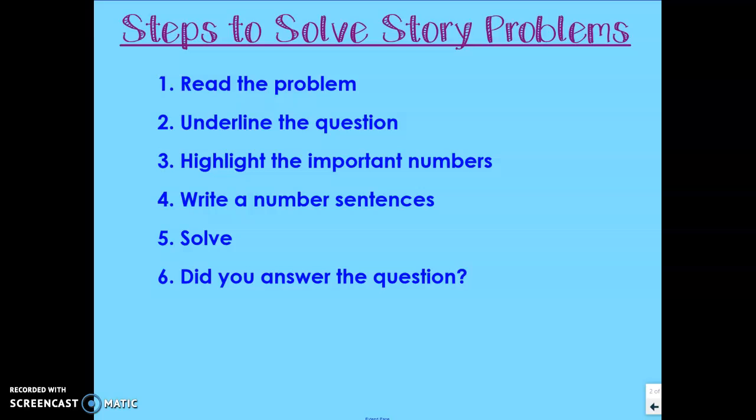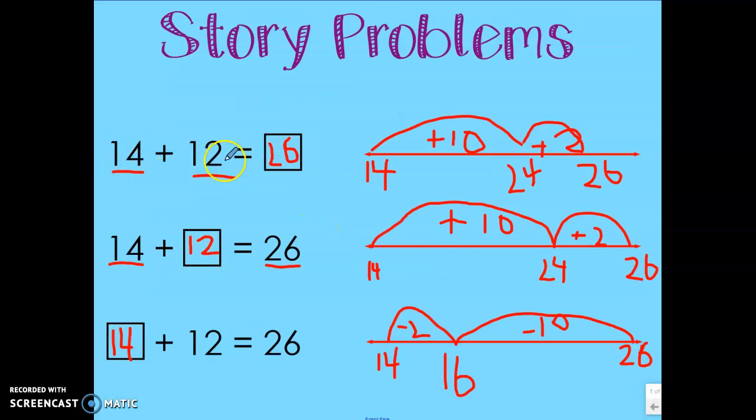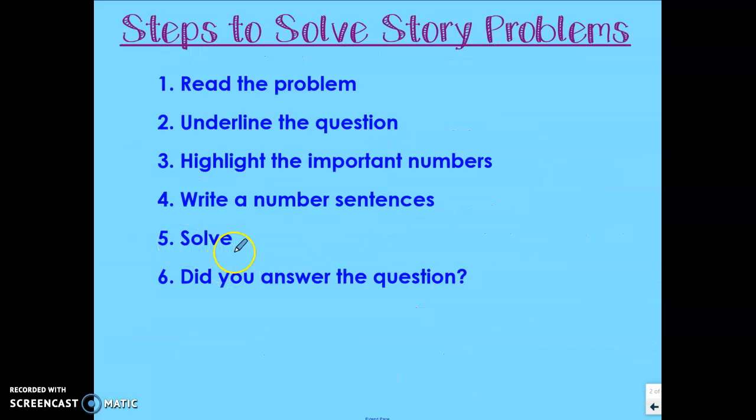Before we get there, here are the steps that we need to follow to solve our equation. First, we need to actually read the problem. We need to find the question and underline it because the question could give us an answer as to what number is going to be missing. It's important to highlight or underline the important numbers. We have to write a number sentence, and a number sentence is just this. It's where you are adding or subtracting. Then we have to finally solve, but I want you to make sure that you go back and check. Did you answer the question?